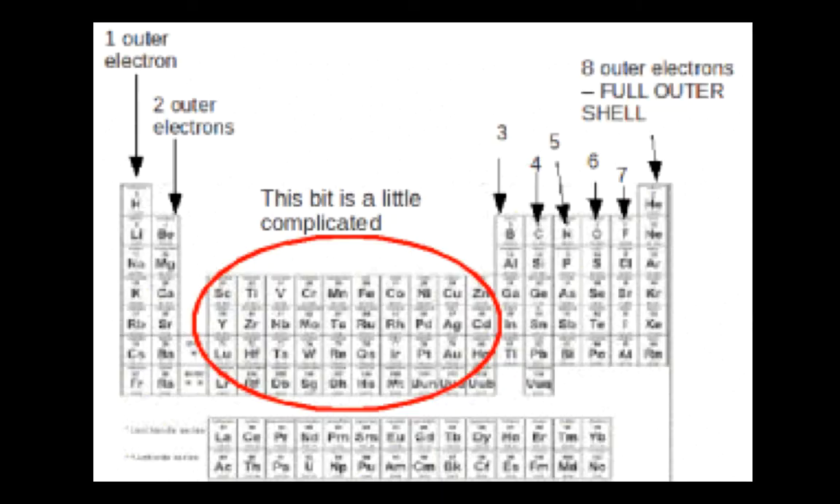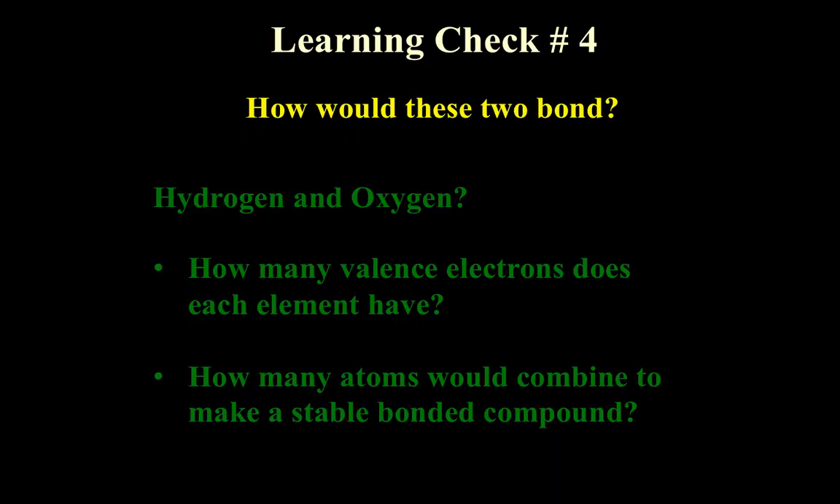Now, transition metals in between, they are a little bit complicated. So I'm always going to give you the valence electrons that are needed for transition metals. You're not supposed to figure them out yourself because they don't follow one particular pattern. Go ahead and try this. Figure out how many valence electrons hydrogen and oxygen have, and how they would combine to have a full energy level. Remember, the goal is to reach 8.